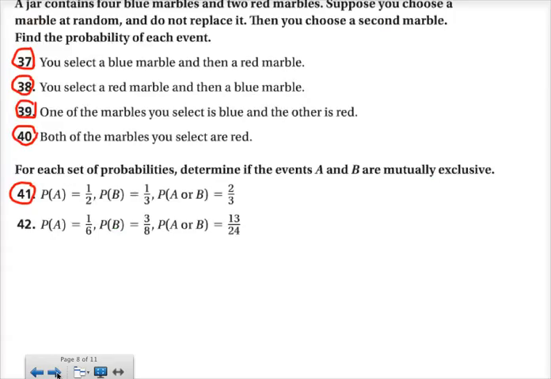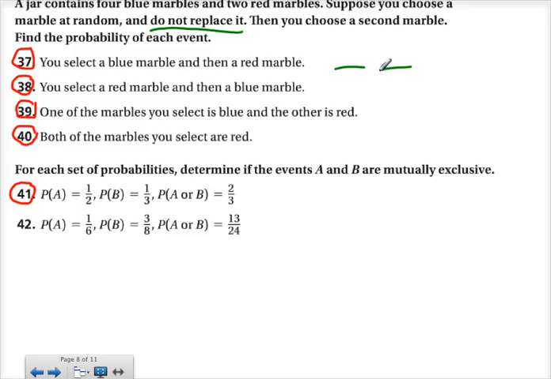Then we have a jar, and that jar contains 4 blue marbles and 2 red marbles. Suppose you choose a marble at random, and here's the key: do not replace it. Then you choose a second marble. Find the probability of each event. So these events are dependent because we're not putting that marble back. So 37 says we're going to choose a blue marble, and then we're going to choose a red marble.